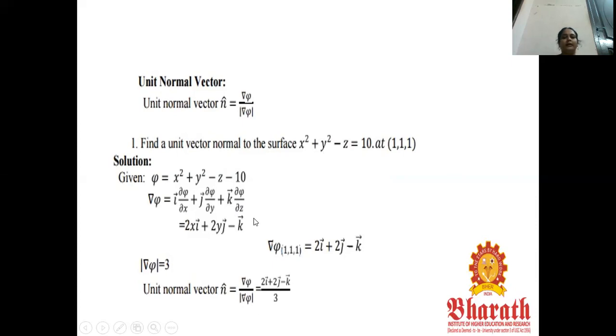But the point of contact is 1, 1, 1. So in place of x, y, z, you have to substitute. We got 2i vector plus 2j vector minus k vector. So mod del phi is equal to root of 2 square plus 2 square plus 1 square. It becomes root 9, that is equal to 3. Unit normal vector n cap equal to del phi by mod del phi. So we have 2i vector plus 2j vector minus k vector by 3.